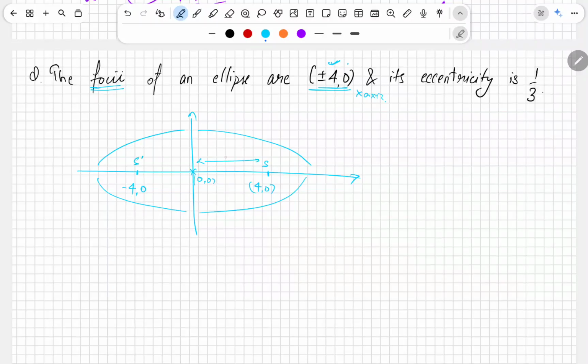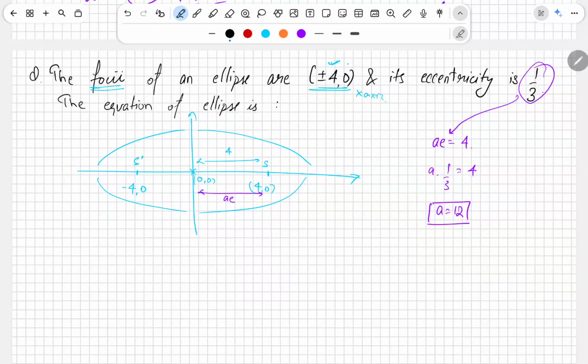Okay, this length is 4, and as we have memorized, focus is at a distance of AE. I'll choose a different color. Focus is at a distance AE, so I can say AE equals 4. Question has given eccentricity as 1 by 3. Put this value over here. A into 1 by 3 is equal to 4, so A is equal to 12. Okay, so I've completed this part of the question.